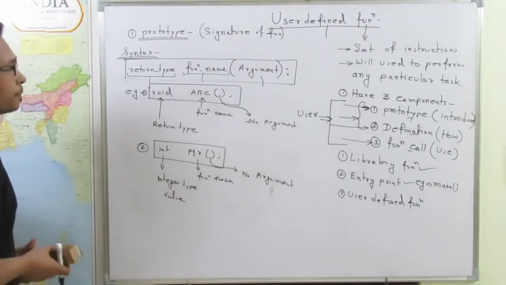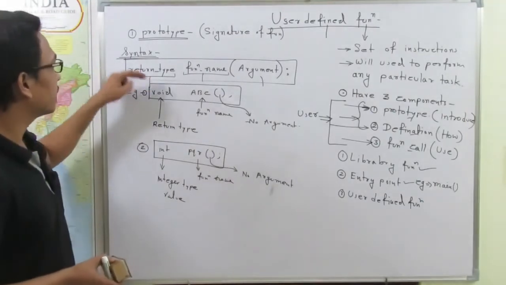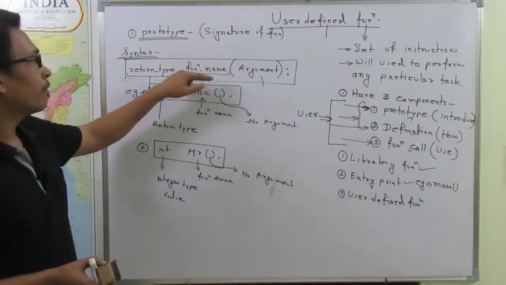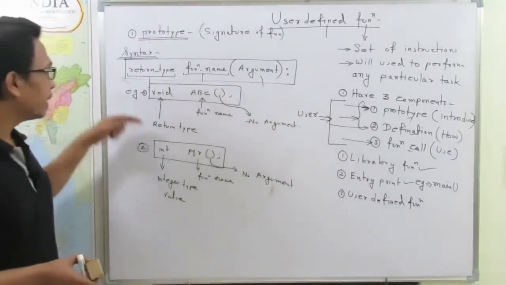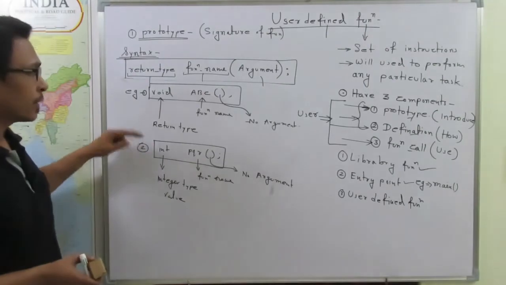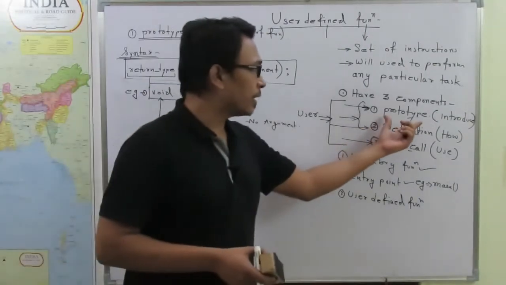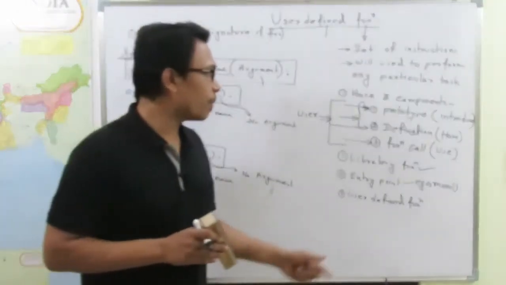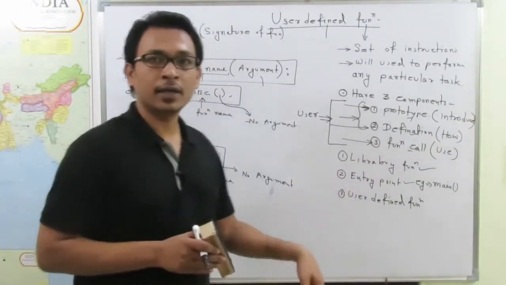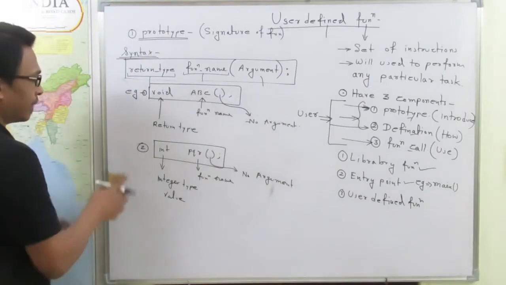So next, this is the syntax of a function prototype or signature of a function, and these are the two examples. Clear? Now that means we completed the prototype part of a function. The next component is function definition. Let's see how we can define the function.